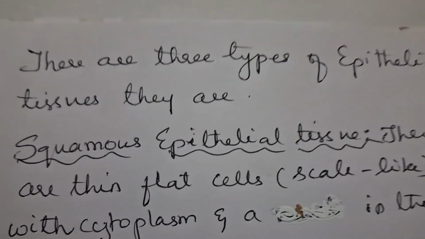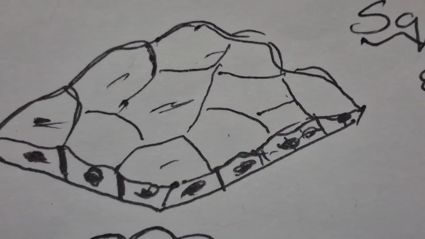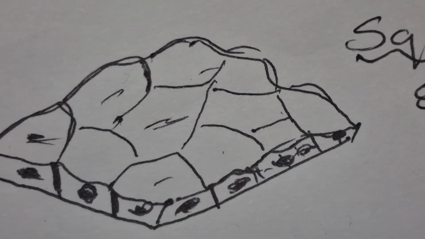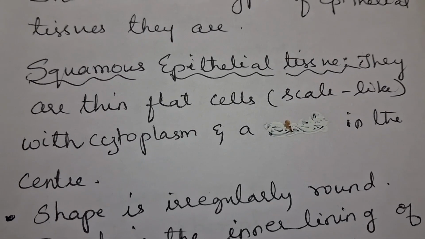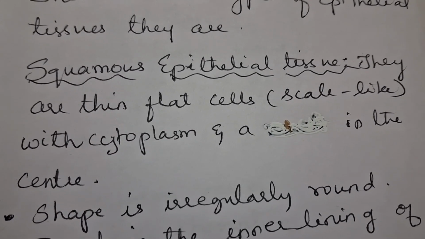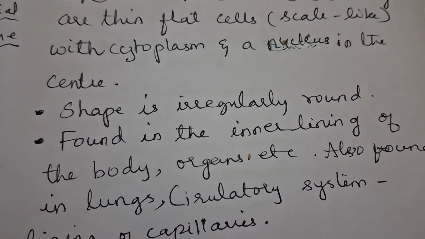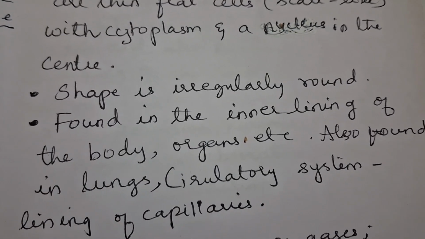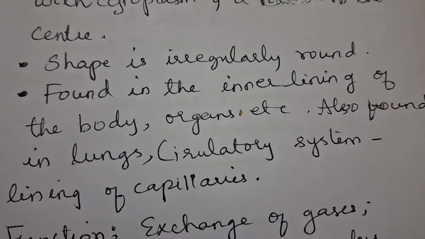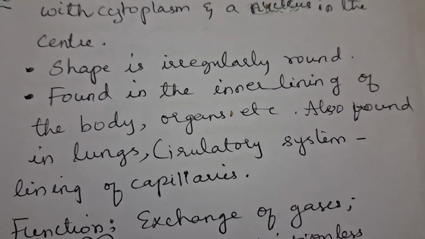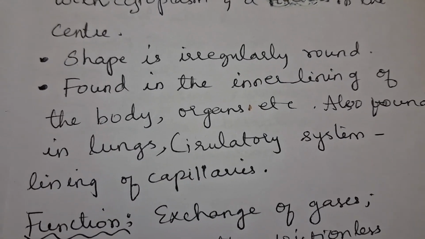There are three types of epithelial tissue. Squamous epithelial tissue, we'll see one by one. This is squamous epithelial tissue. It is single layered. The cells are thin, flat, scale-like cells, like the scales on a fish, with the cytoplasm and the nucleus in the center. Regarding the shape, it is irregularly round, not exactly round, and it is found in the inner linings of the body, organs, and also in the lungs and circulatory system; in the lining of the capillaries, you find squamous epithelial tissue.